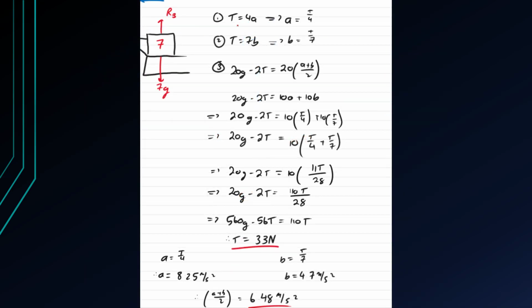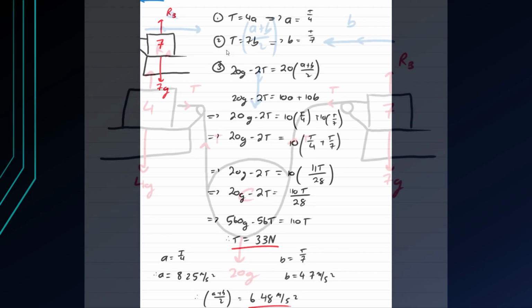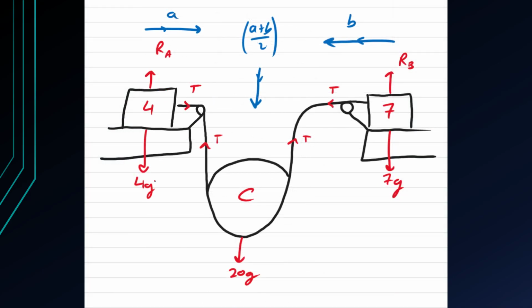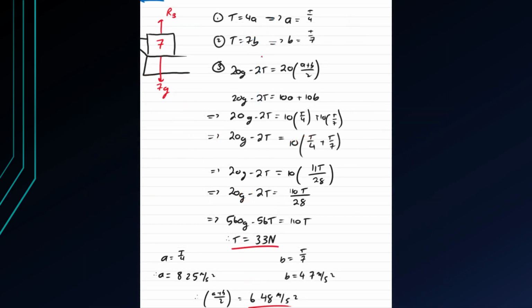So after resolving forces, you get to this stage. The tension in the first particle is 4 times a. So you can see the tension is just mass times acceleration. This is the same thing for the second particle, so the tension is just 7 times the acceleration b. For the third particle, we have 20g minus 2T is 20 times the average of the accelerations. So 20g minus 2T is 10a plus 10b.